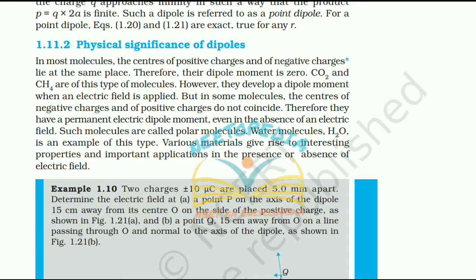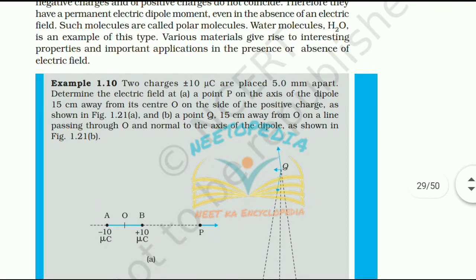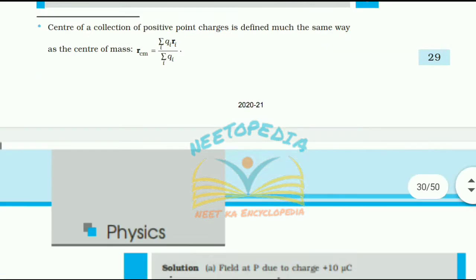But in some molecules, the centers of the negative charges and of the positive charges do not coincide. Therefore, they have a permanent electric dipole moment even in the absence of an electric field. Such molecules are called polar molecules. The water molecule H2O is of this type. Various materials give rise to interesting properties and important applications in the presence or absence of an electric field. I'm skipping example 1.10 for you to solve later, or you may pause the video and solve it right now.